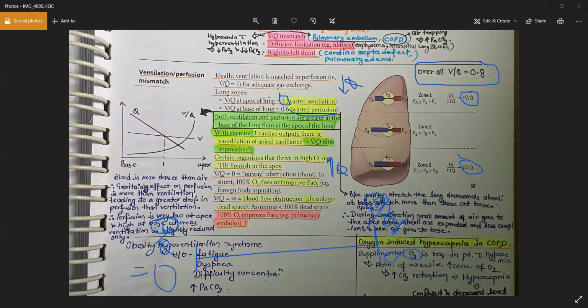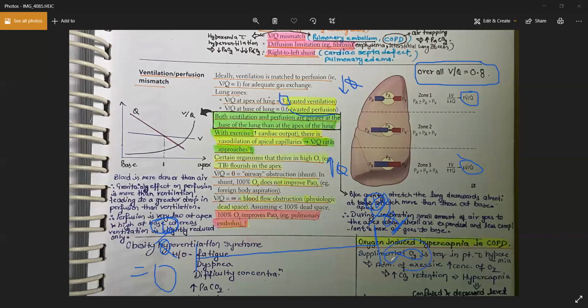Remember the conduction pathway of the air? We called it an anatomical dead space. Why? Because it has air, but no blood to exchange gas with, right? Gas is there, ventilation is there, but not the perfusion. So that's why you call it a dead space, or infinite.